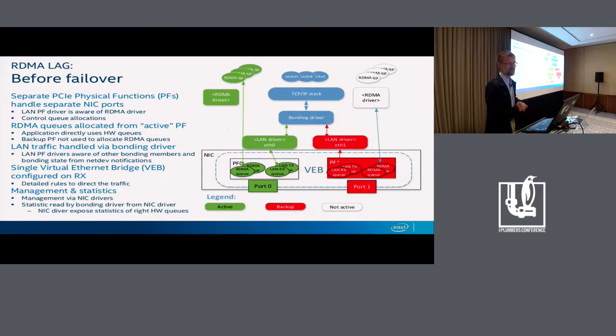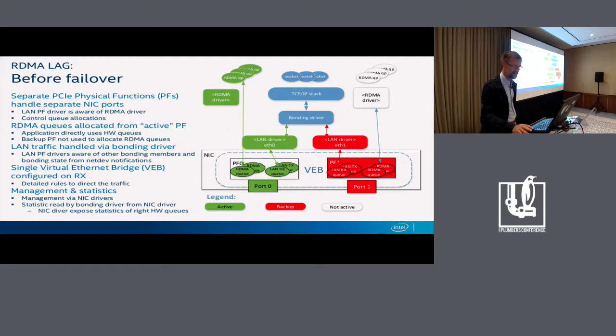Bonding driver is exposing a single logical interface back to the stack. The management is per NIC, and statistics are calculated by the NIC hardware, exposed via the NIC interface to the bonding driver and up to the stack. And so the LAN traffic is handled exactly the same, but there's a change. Without those changes, we have two virtual bridges. Right now, we have one single virtual bridge. And of course, into this virtual bridge, we have to program some rules. So the traffic received on port zero will go to the hardware resources allocated for the physical function zero, and the traffic for port one is handled by the hardware queues for port one.